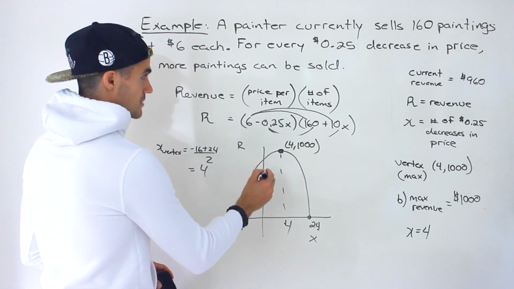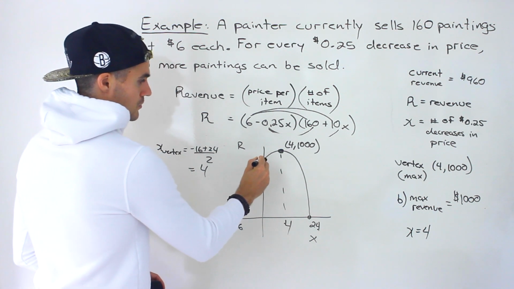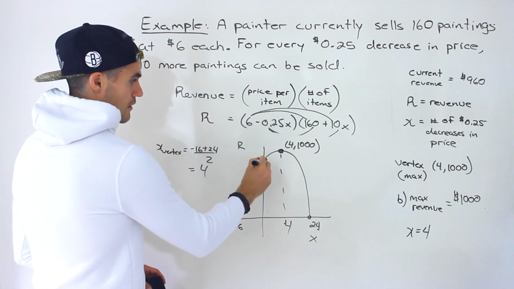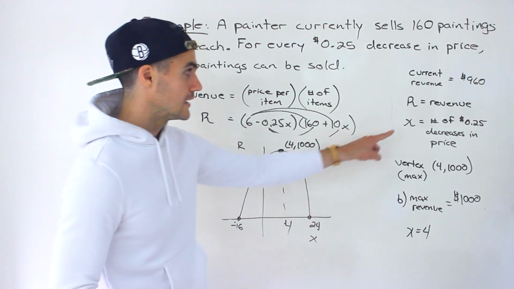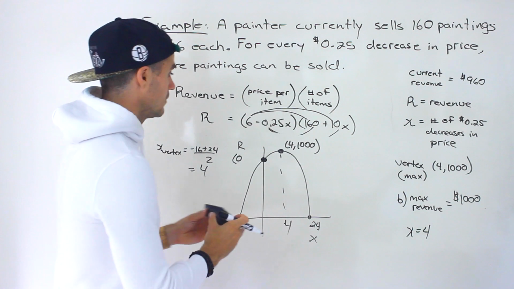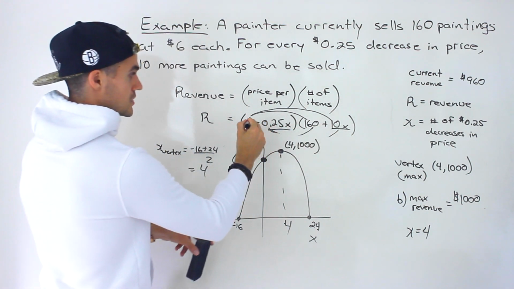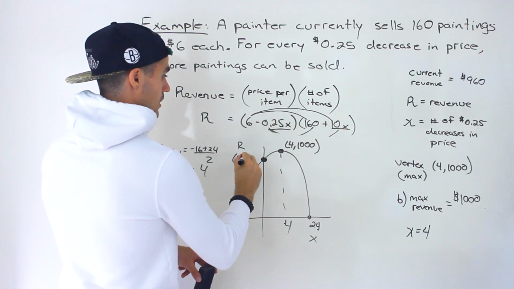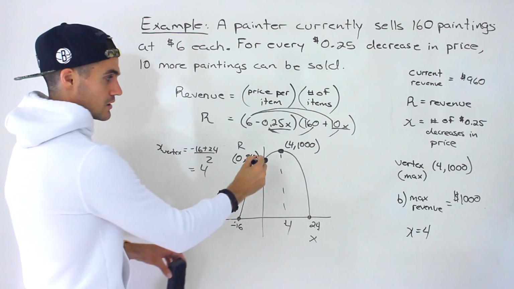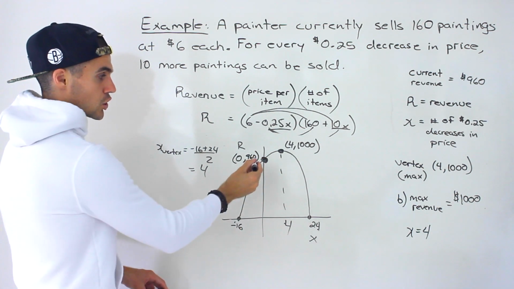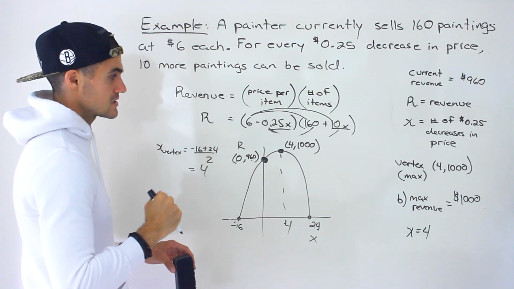And then another important point, they didn't really ask anything about it in this question, but if you remember this point here, this point represents the current revenue because that's an x value of 0, meaning that we're not decreasing the price at all. And if x is 0, these two expressions go to 0 and we just end up with 6 times 160, and we know that that's equal to 960. Right? So for this kind of question, this point is always going to represent the current revenue when x is 0, when we're not going to be decreasing the price at all.